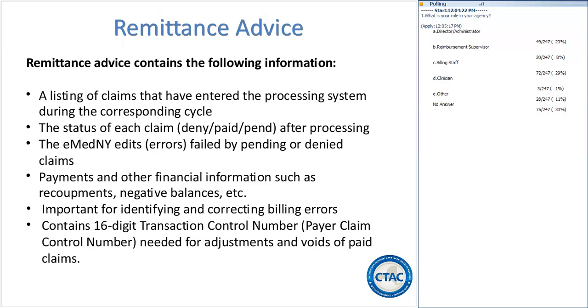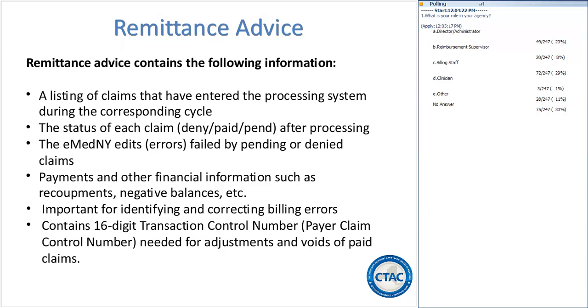This remittance statement contains the 16-digit transaction control number, which is also known as the payer claim control number. That's needed when you're trying to do an adjustment, or what's also known as a replacement claim, as well as voids, and again, you can only do those to previously paid claims. So that 16-digit transaction control number is very important. We'll talk a little bit more about that in a moment.